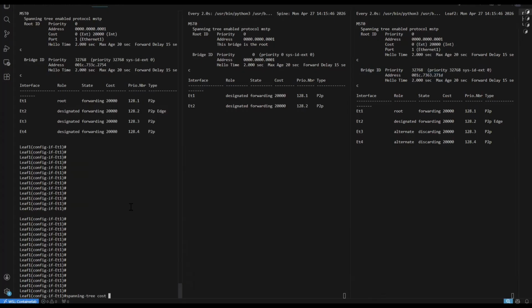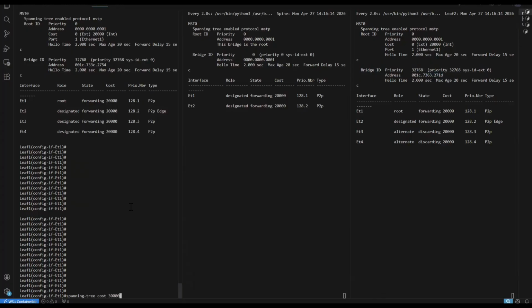So I'm going to configure the cost of 30,000, because 30,000 is lower than 40,000, because ET3 and 4 have the root path cost of 40,000. If I configure lower than that here, higher than that here, then ET3 will become the root port. I don't want that, because our test case is completely different. We are focusing on designated, not root port.